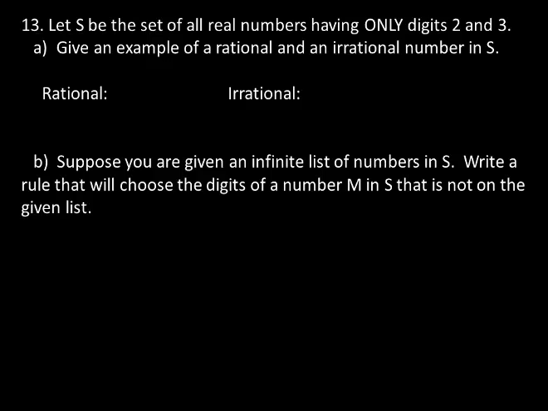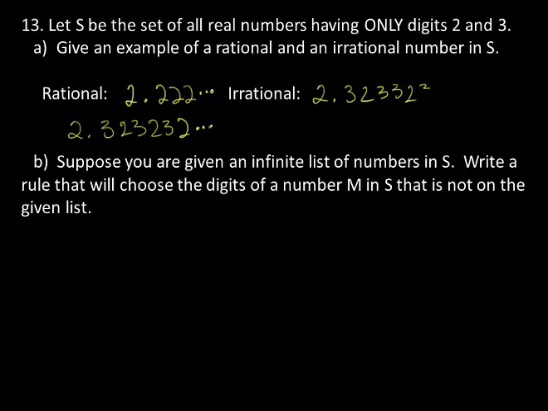A rational number, well, why don't we just say 2.222 repeating? That has only digits 2 and 3. It doesn't have any 3's, but 2 and/or 3. Another example of a rational, we could say 2.323232... An irrational number, well, how about 2.323323332..., meaning it is a non-repeating decimal that only has digits 2 and 3.